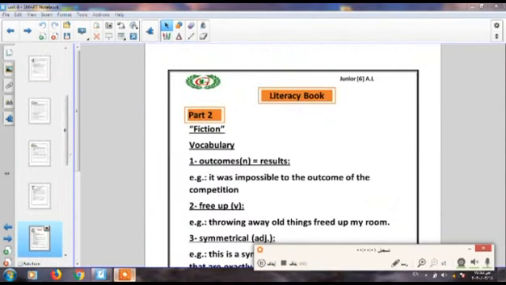So after explaining the words that we have in the booklet and the reading text, your homework is going to be page 13 and 14. Thank you.